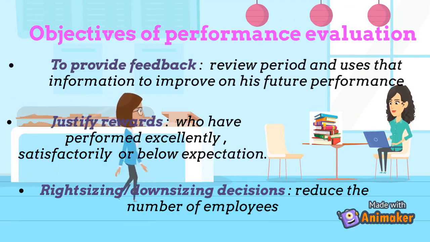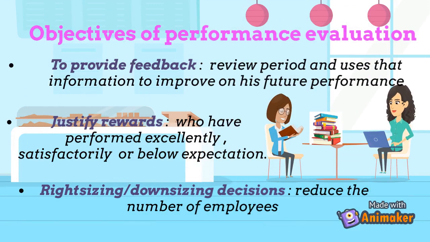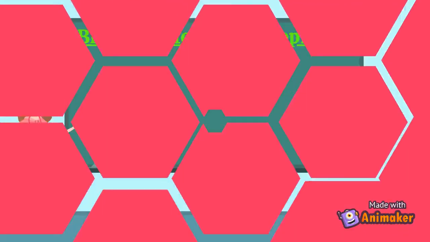The objectives of performance evaluation are, first, to provide feedback. The employee knows exactly how well he did during the performance review period and uses that information to improve on his future performance. Second objective is to justify rewards. Performance appraisals identify the employees who have performed excellently, satisfactorily, or below expectation. Third one is right-sizing or downsizing decision, where an organization needs to lay off or reduce the number of employees. Performance appraisals will help ensure that the high-performing staff are retained.